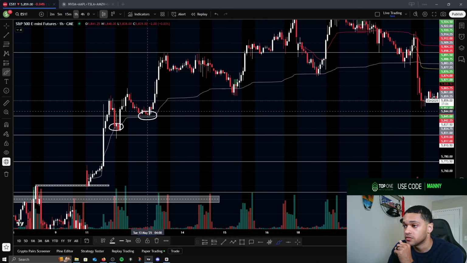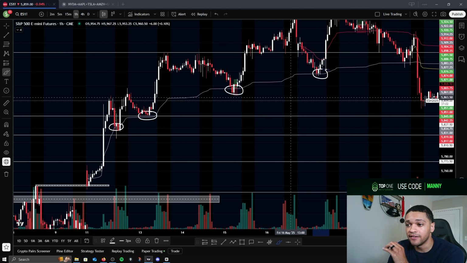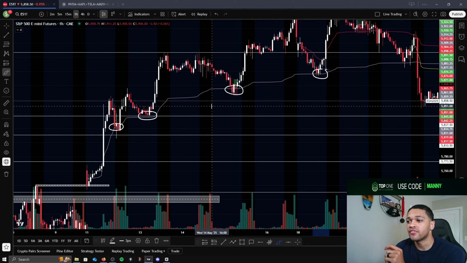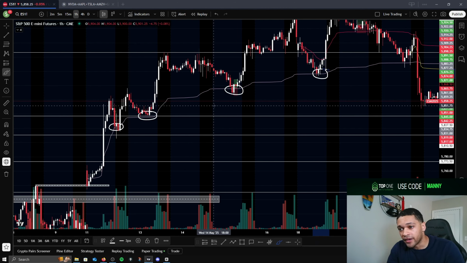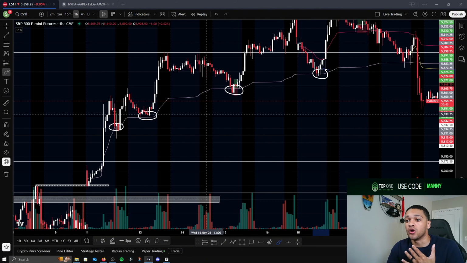We see it here. We see it here. We also see it here. Even though you don't get an infinite amount of entries every single day, you get high quality ones because you know that previously buyers stepped in on this key level. And this is the key level that I want to use in order to understand when I should get into a trade or when I should even look for a trade.